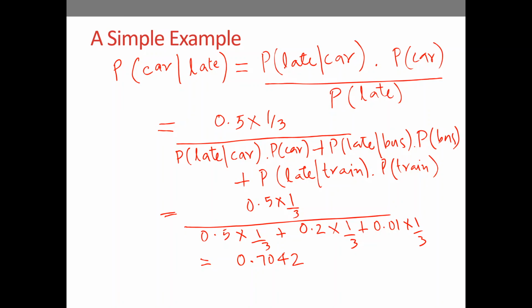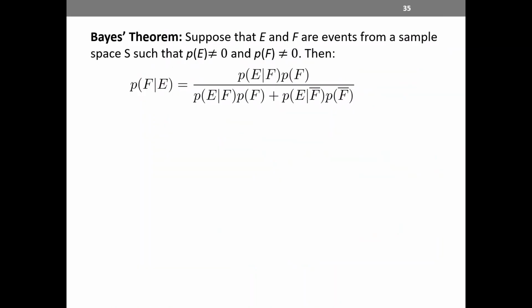Okay, so this demonstrates how we use the Bayes theorem. Given that we have certain information available, we want to update something and we want to arrive at some conclusion, which was what is the probability of using a car given that the person is late. Let's look at more examples to understand this better, and in fact I'll continue this in the next video and also look at more complex problems.